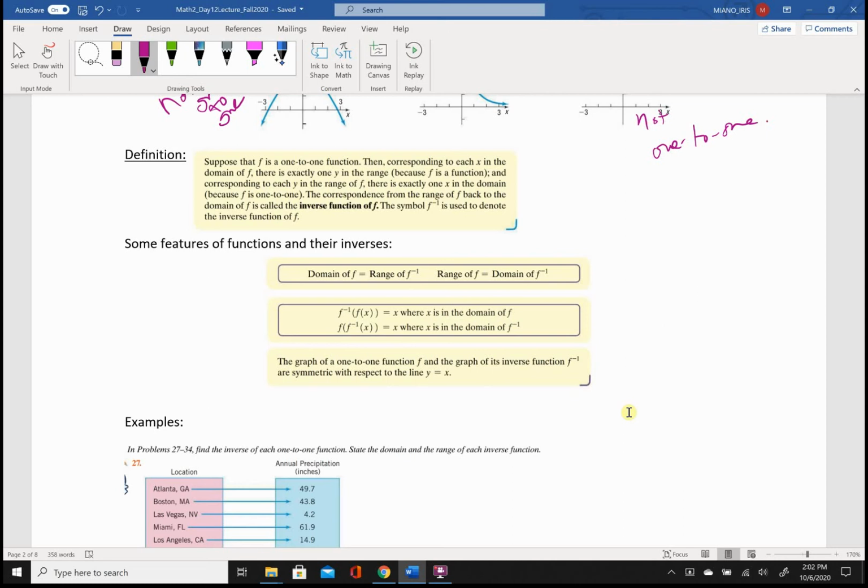Okay. So here are some features of functions and their inverses. If you're talking about the domain of f, a function, then the range of its inverse will be exactly equal to the domain of the original function. And by the way, we have this symbol, the f to the -1 power. It's not that we are taking the reciprocal of a function necessarily. This notation denotes inverse, not necessarily reciprocal.